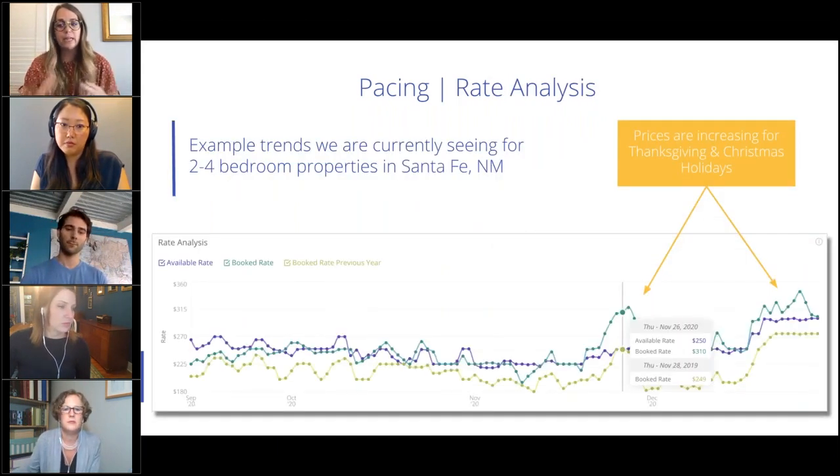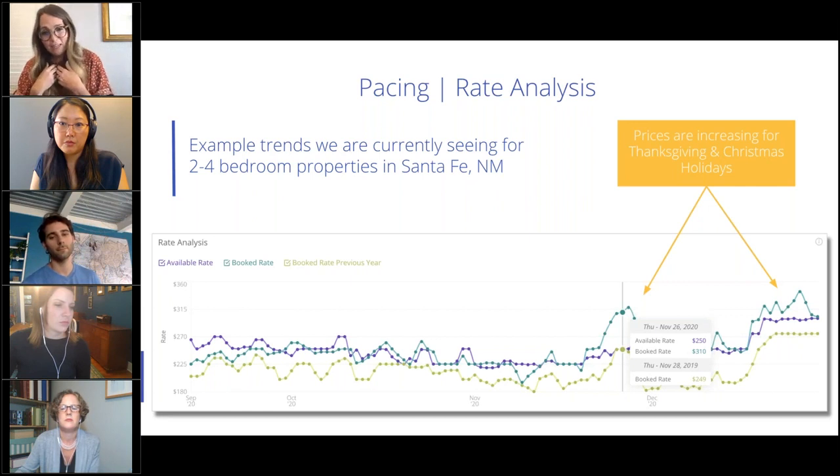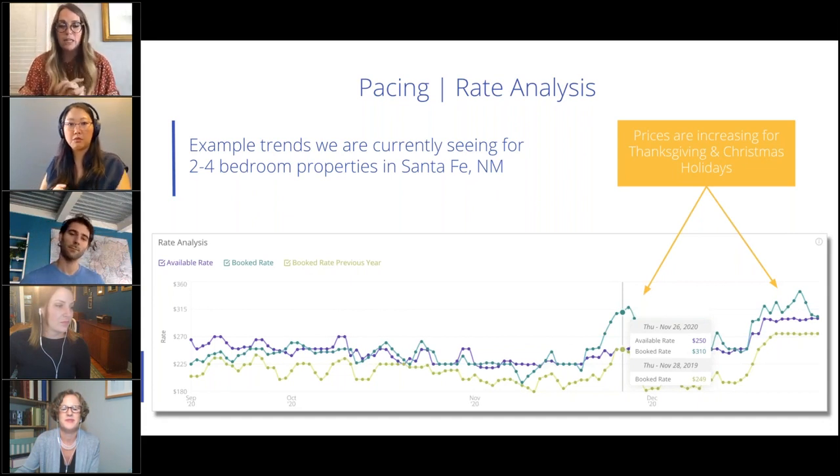So once we start to get into some of the other charts that look at our rates and our different booking trends, these start to get really interesting. I pulled some real data from one of my favorite places to vacation, Santa Fe, New Mexico. And I actually pulled this yesterday, so it's pretty fresh and interesting.